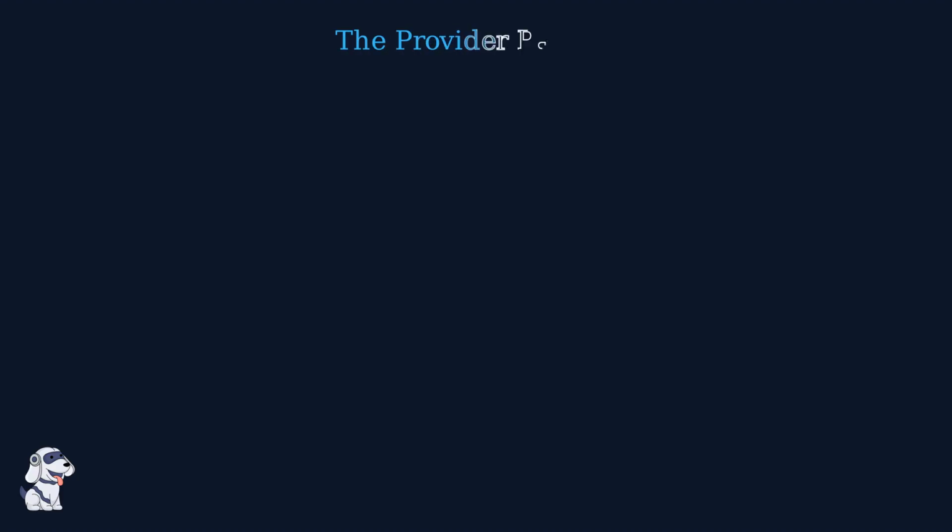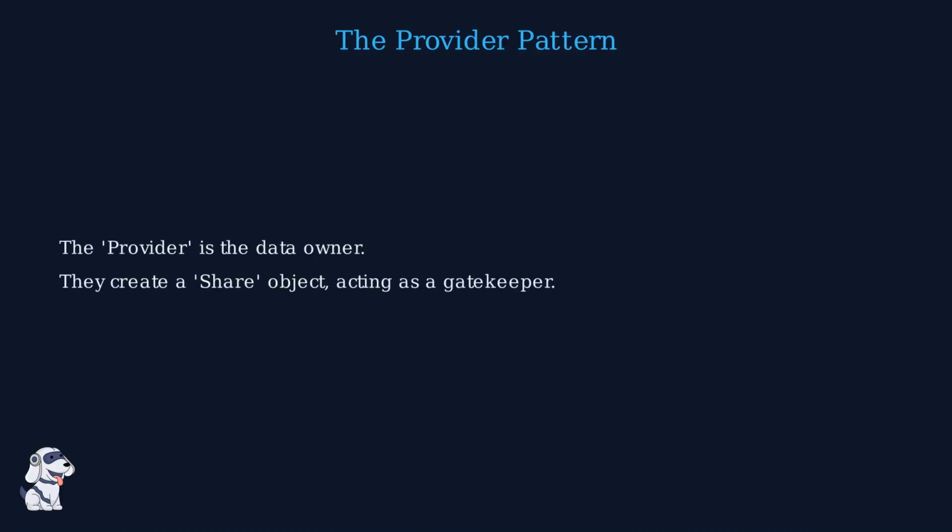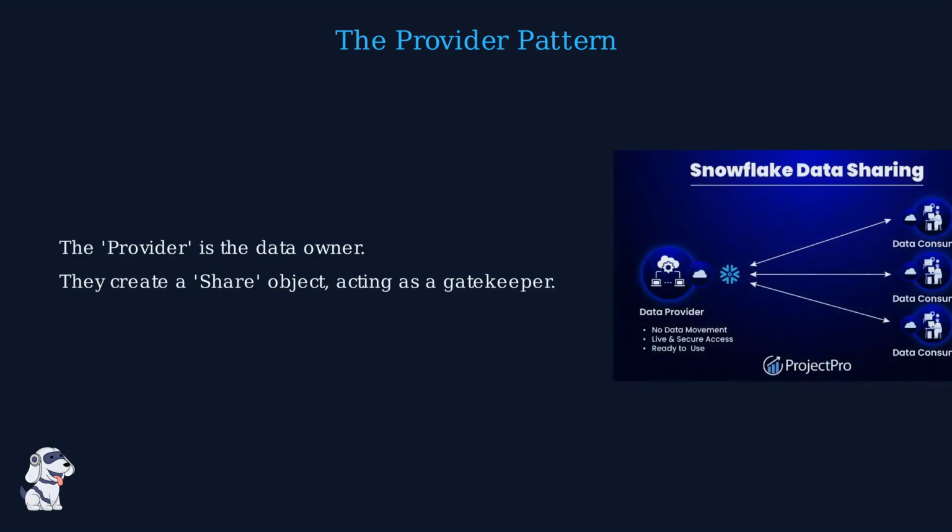The provider is the data owner. In Snowflake, they create a share object, which acts as a digital gatekeeper for their data. This diagram shows how a central provider securely shares data with multiple consumers. Crucially, the provider retains total control over the data.